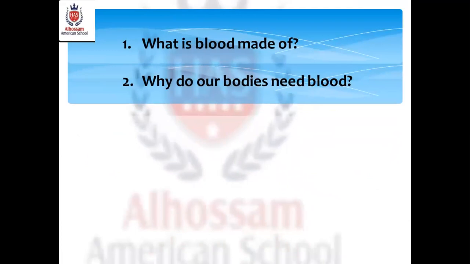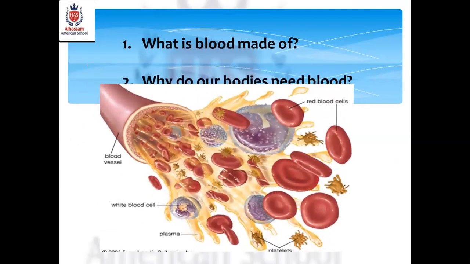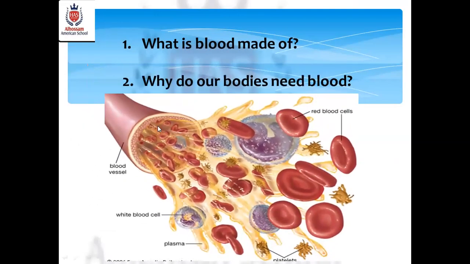So what is blood made of? And why do our body need blood? Our blood is made of a major component, which is a yellow fluid called plasma. This plasma contains many blood cells, as you can see, which can be in the form of red blood cells, white blood cells, or very small cells called platelets.